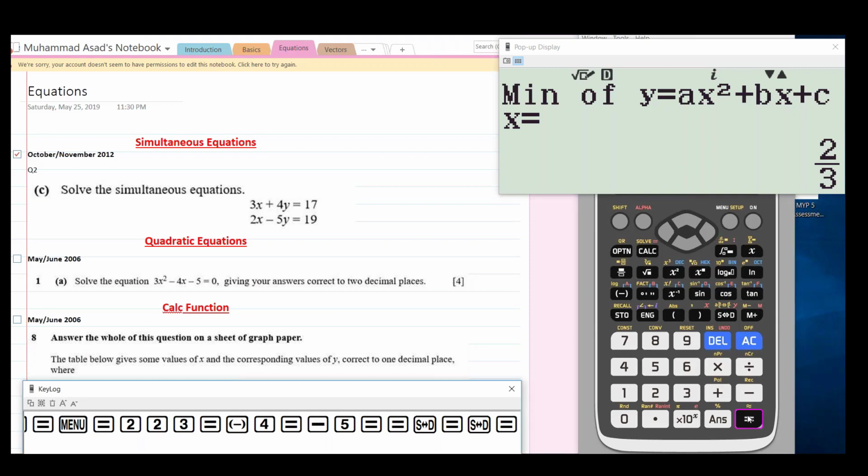So this is the additional option which has been added in Casio 991EX. This option is not present in the old models.